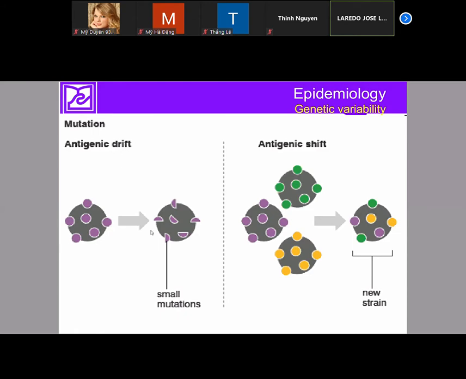Antigenic drifts: small changes, mutations of hemagglutinin or neuraminidase. Antigenic shifts: large, important changes, reassortment of segments when different strains infect the same host cell.